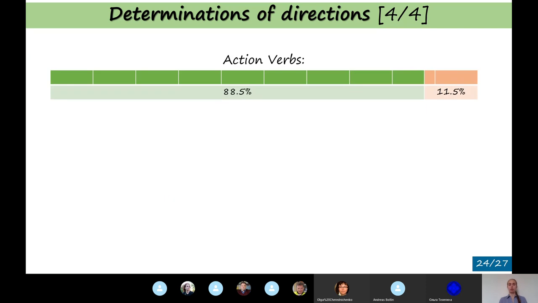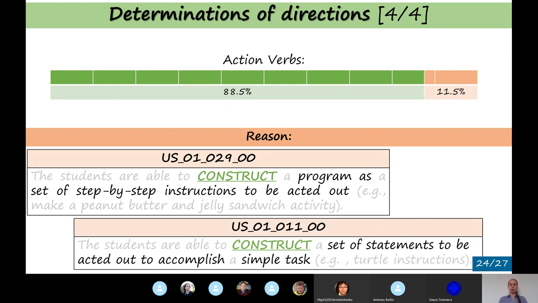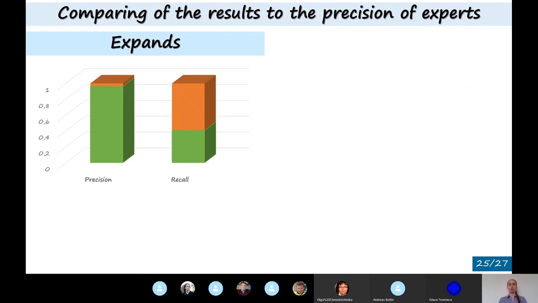With this approach, we can automatically determine 88.5% of relations. The reason for not determining relations are pairs of learning outcomes where action verbs are not representative. For example, both learning outcomes have the same action verb. About comparing results to the precision of experts. If we take a deeper look at expands relations, we can see that about 40% of automatically determined relations match the validation corpus.